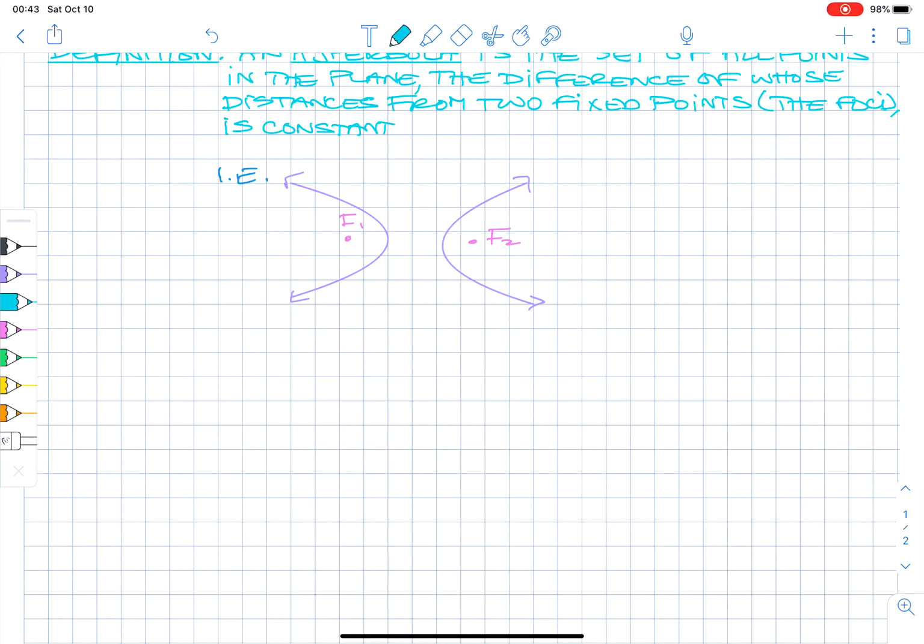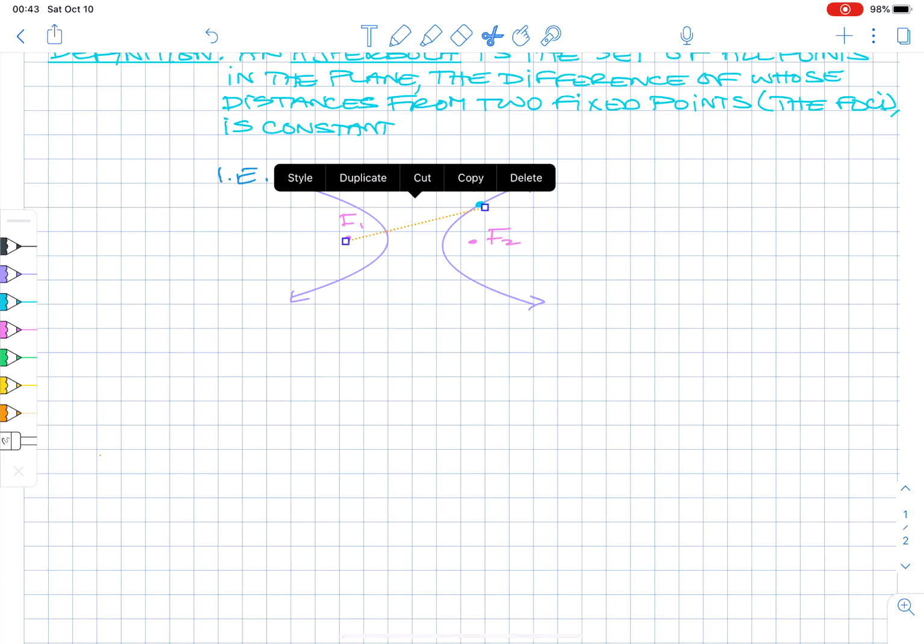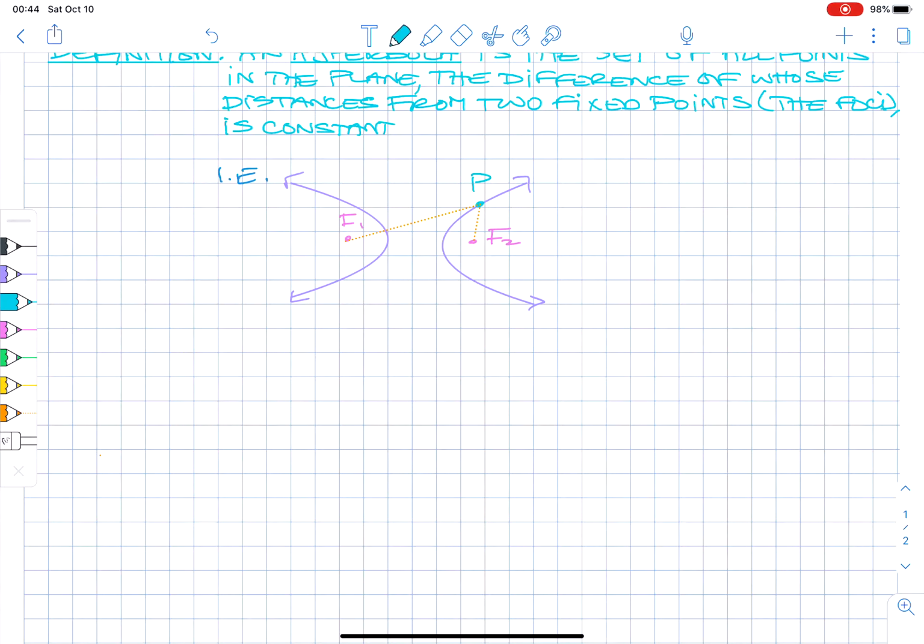And for any point P on the hyperbola, maybe I should do this dashed, the distance from focus 1 to point P and from point P to focus 2 will be constant, namely the distance from P to focus 1, minus the distance from P to focus 2, is going to be some constant K for all points on the hyperbola.